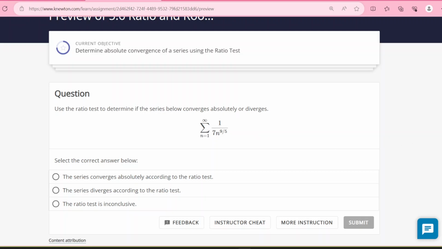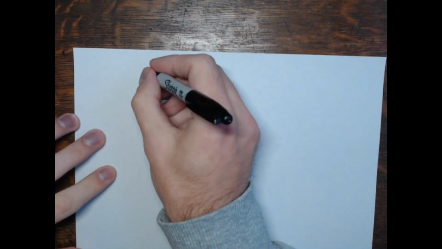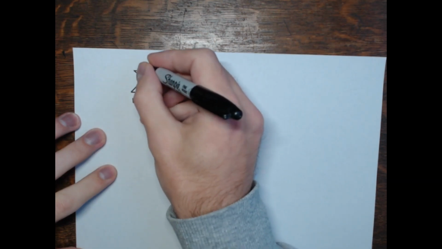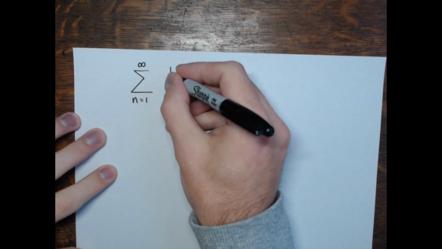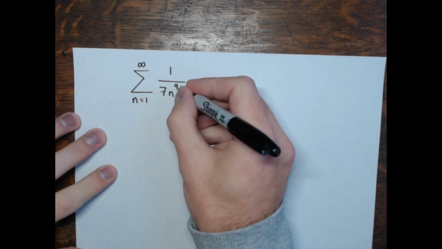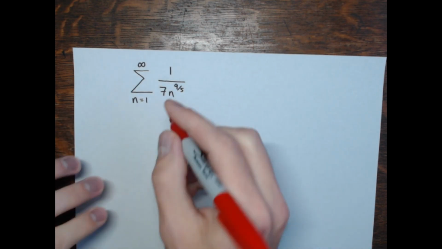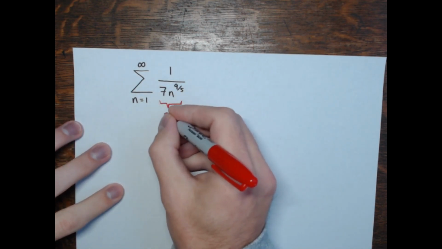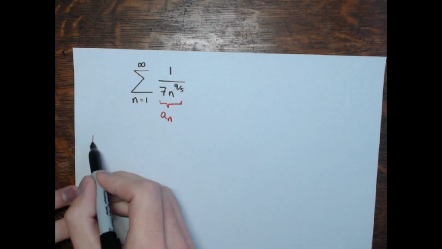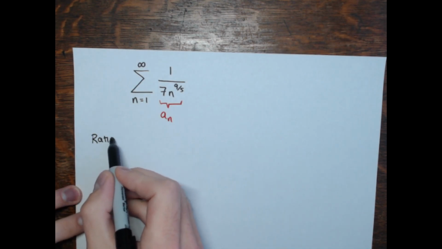All right, so back here, writing the series again. Sum from n equals 1 to infinity of 1 over 7 times n to the 9/5 power. Here's a sub n. And we are asked to use the ratio test.